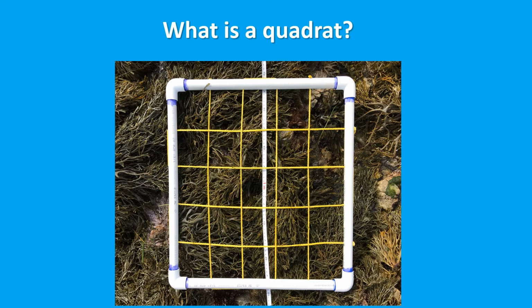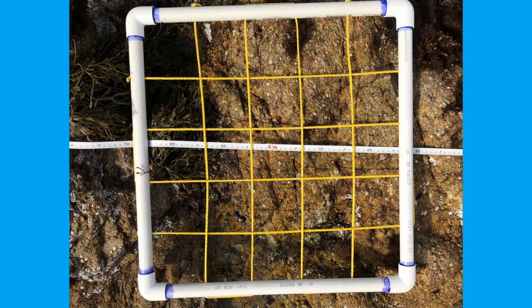What is a quadrat? A quadrat is a standard unit of area that is used to represent a subsample of the distribution of species over a large area. Since it would be very hard for scientists to count every single plant or animal over a large area, quadrats are an easier method and more accurate way to collect data.